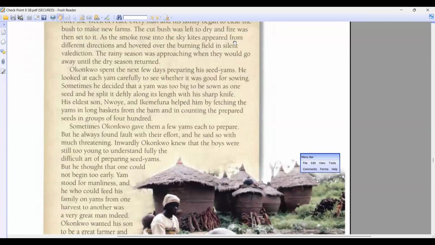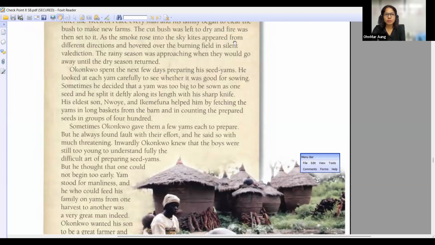As the smoke rose into the sky, kites appeared from different directions and hovered over the burning field in silent meditation. So the rainy season was approaching. It says like that. When they would go away, they means kites would go away until the dry season returned. So it says kites go away for the dry season. Is it correct? I think false. Yes, correct. It is false.